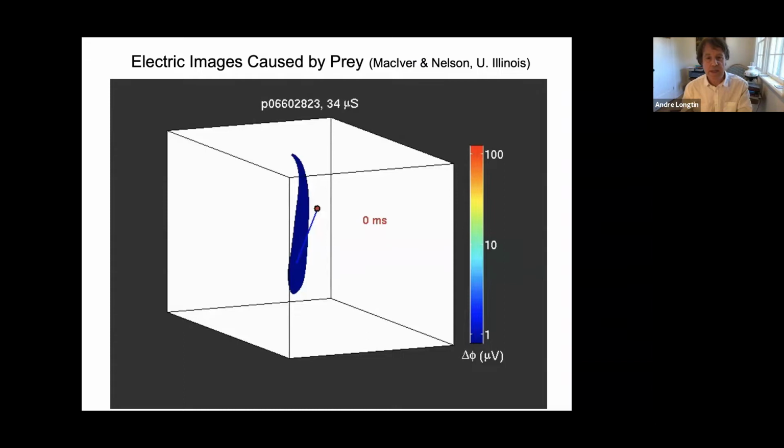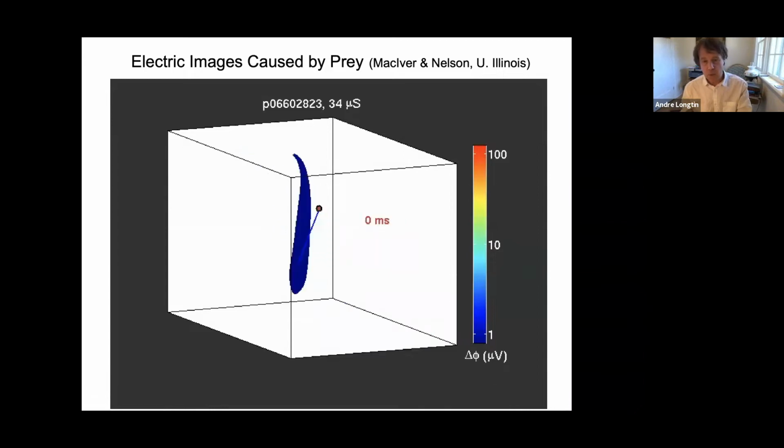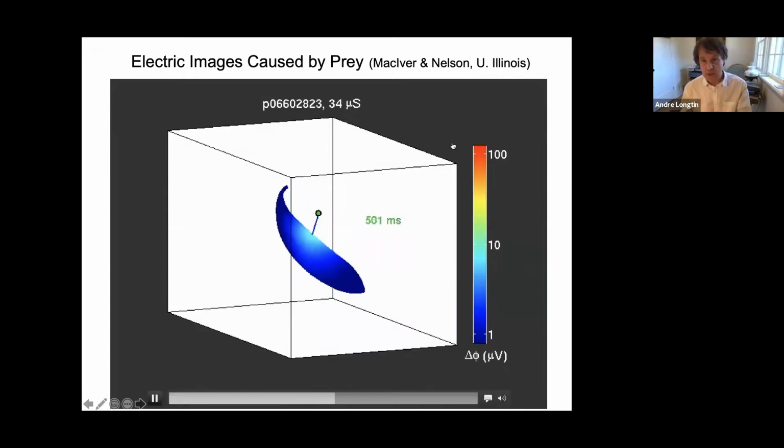All right, here's an example of what happens when the animal swims by an object. This will repeat over a few times. This is from Mark Nelson and Malcolm McIver's work. You see the fish will swim backwards to find a prey. And on the body, what you're seeing is a change in potential caused by the prey. And initially, when the animal detects it, it swims backwards to find it.